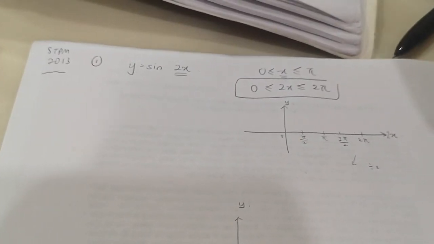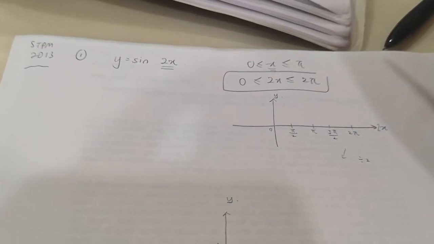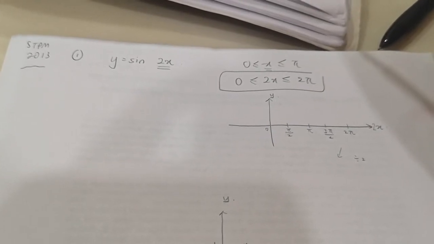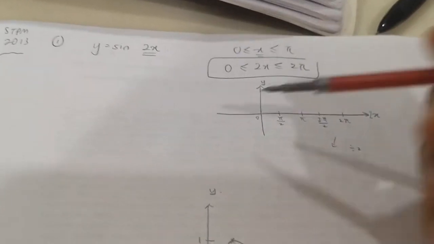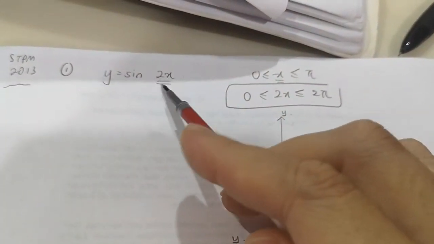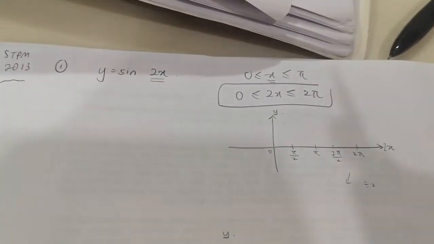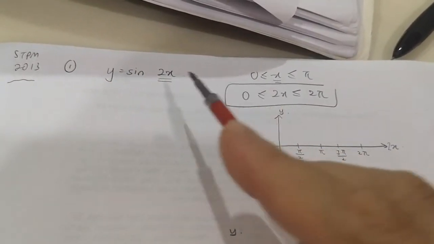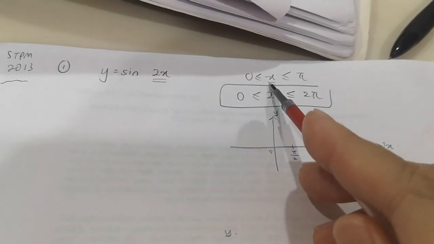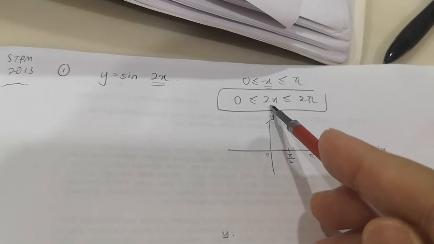So the question first asks you to sketch a graph of y equal to sine 2x in the range of x between 0 and pi. So here x is between 0 and pi. So the question asks you to sketch y equal to sine 2x. So as usual, here you see 2x, but the domain is only x. So that's when you need to change the domain. Find out the new domain.